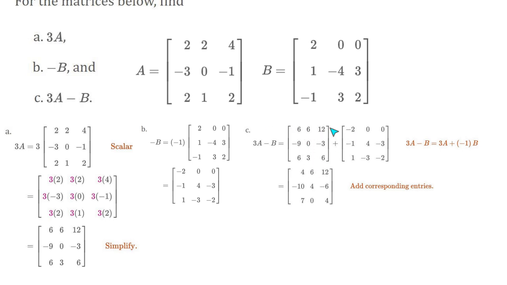6 plus 0 is 6. 12 plus 0 is 12. -9 plus -1 is -10. 0 plus 4 is 4. -3 plus -3 is -6. And so on. Okay, so that would be our answer for that.